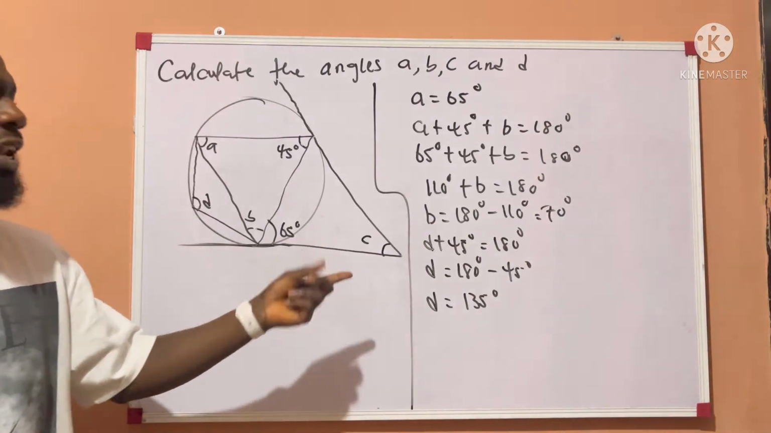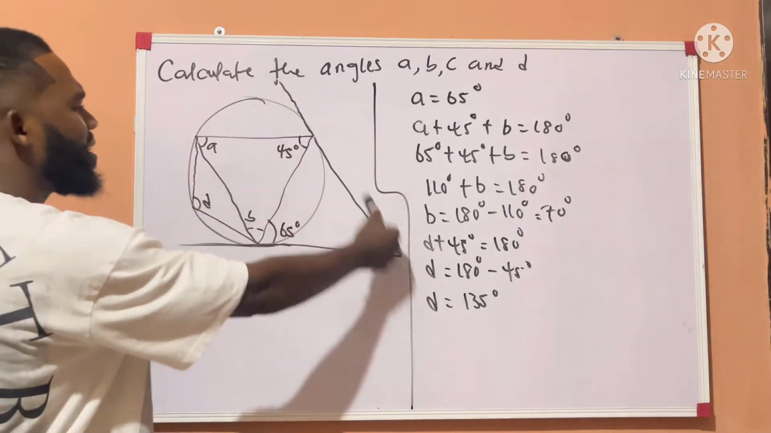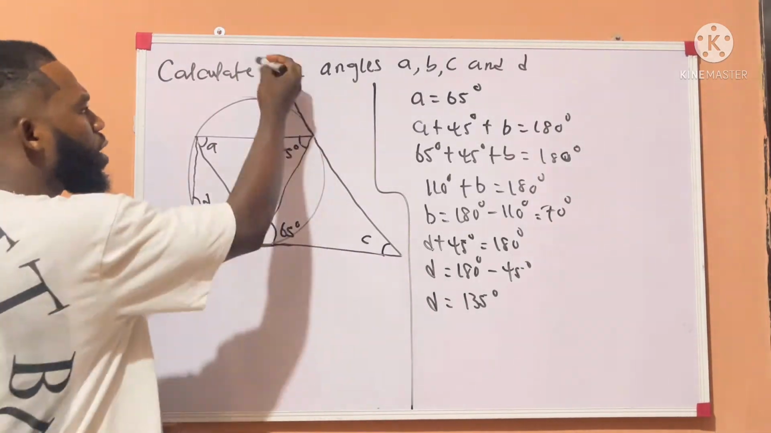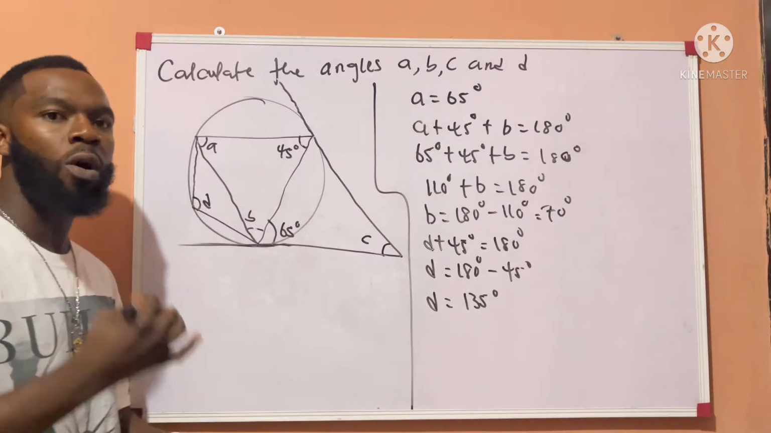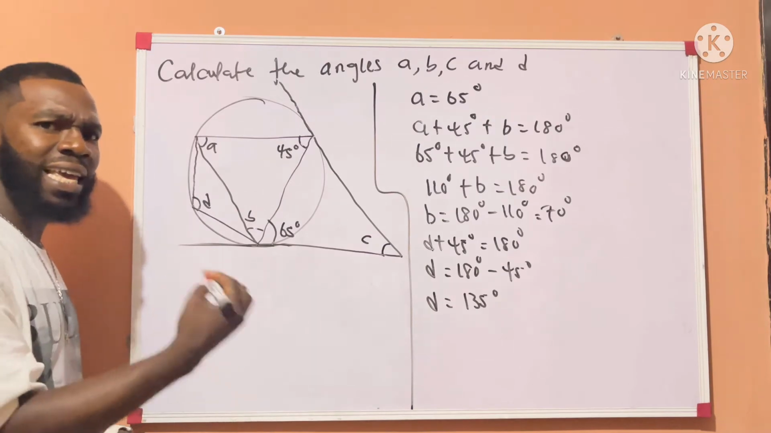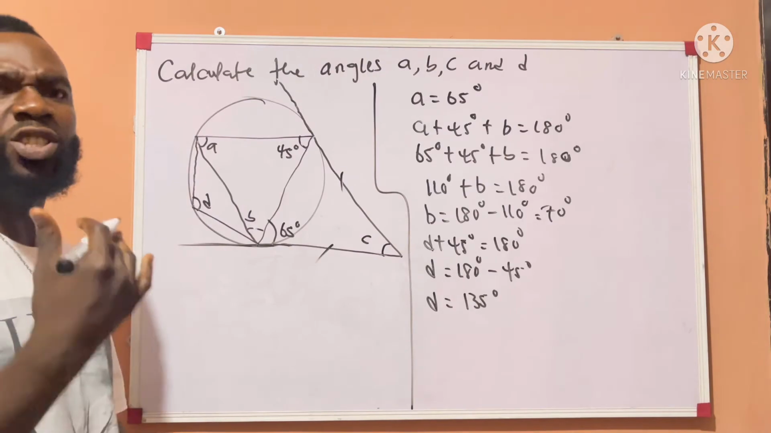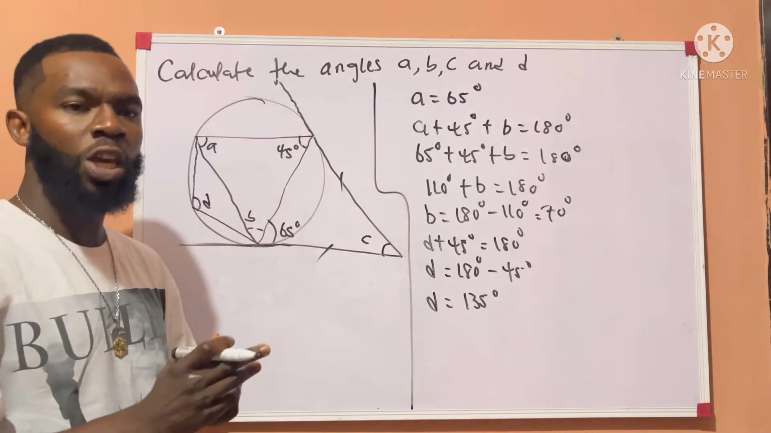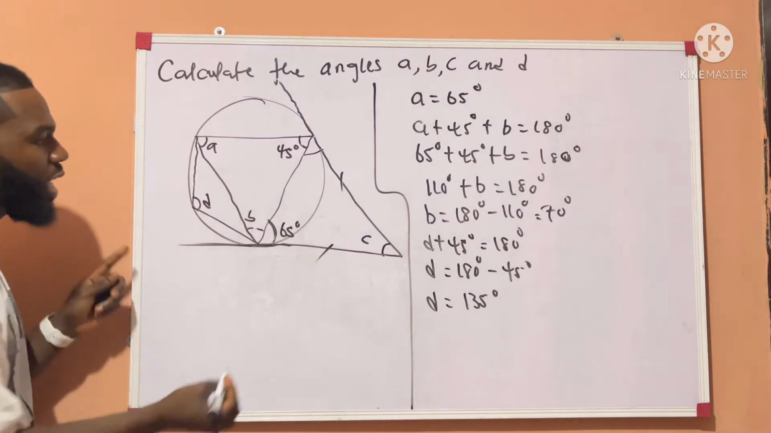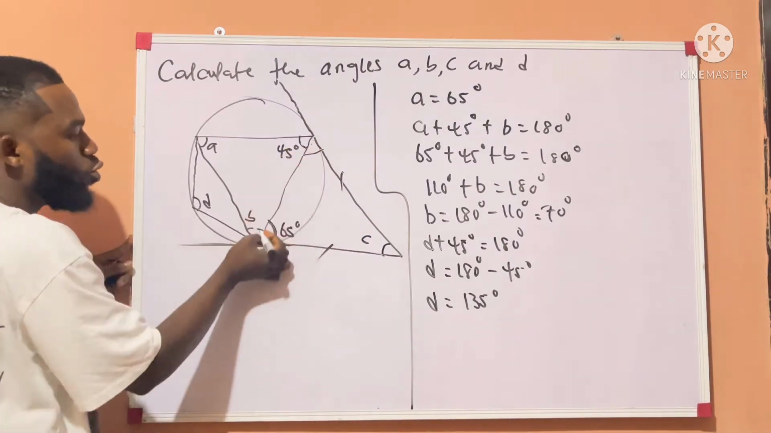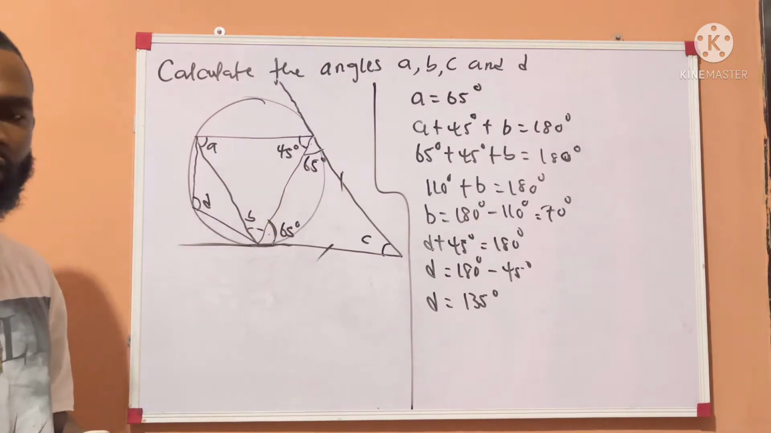So our value for D is 135 degrees. Now, what is left that we are looking for? C. You will know from the beginning of the class, I said that this line and this line are both tangents. So because both are tangents and they meet at a point, they are equal in length. So here is equal to here. And according to the base angles of an isosceles triangle, which has two equal sides, the base angles are also equal. So if these two lines are equal, these two angles are also equal. So if here is 65, here also is 65 degrees.